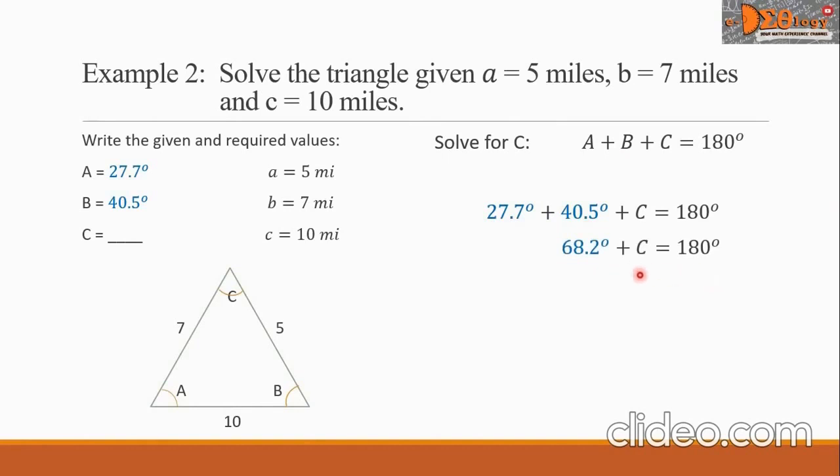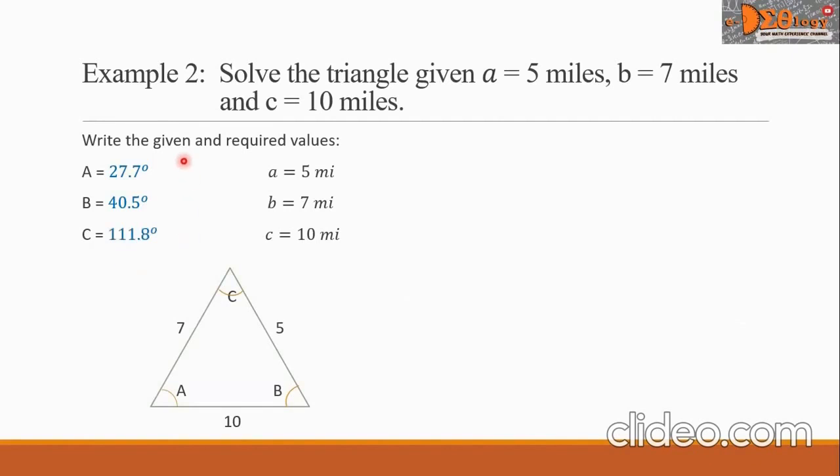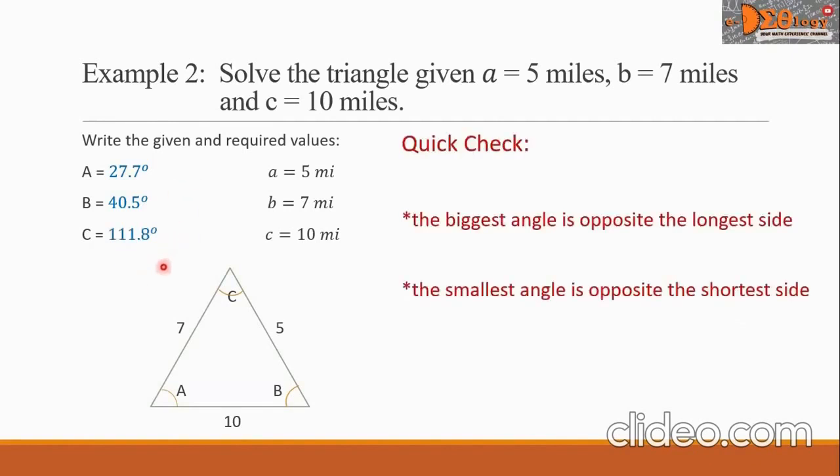Let us isolate C. This 68.2 degrees we will transpose to the right side, and the sign must be changed. From positive, it becomes negative. So 180 degrees minus 68.2 degrees, we will have 111.8 degrees. And this is the angle C. We will copy this value on the blank here. So we are now complete with the required angles.